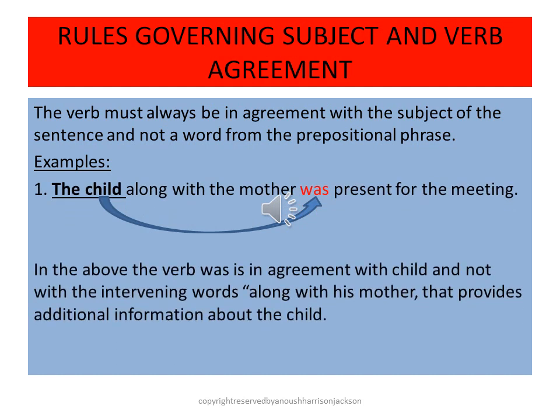The verb must always be in agreement with the subject of the sentence and not a word from the prepositional phrase or any intervening phrase. Examples. Number 1. The child along with the mother was present for the meeting. In the above, the verb was is in agreement with the child and not with the intervening words along with his mother. That provides additional information about the child. The child is with his mother. However, the verb was is in agreement with the child.